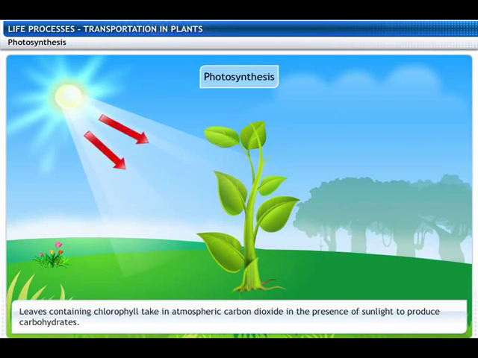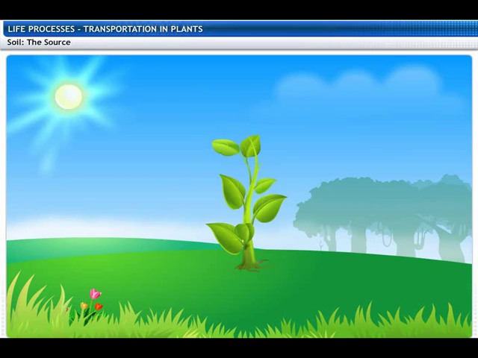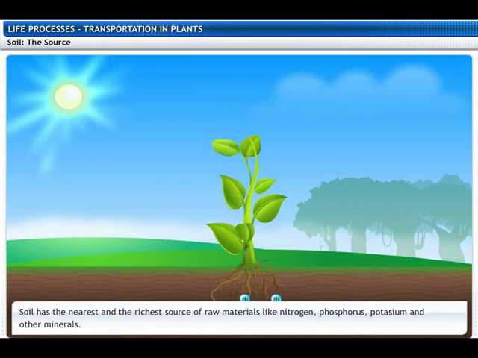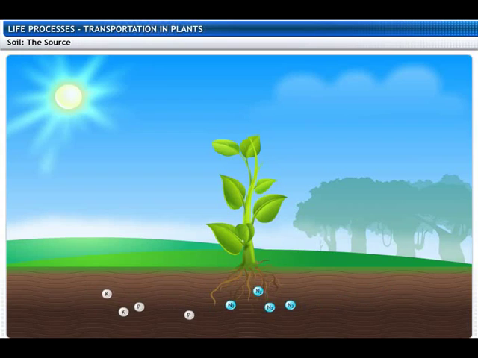Plants use energy from sunlight to fix atmospheric carbon dioxide into carbohydrates. Water and chlorophyll are required as raw material, and oxygen is released as the byproduct. Plants also need raw materials that come from the soil. Soil is the richest source of raw materials like nitrogen, phosphorus, potassium, and other minerals. The absorption of these substances occurs through the roots.